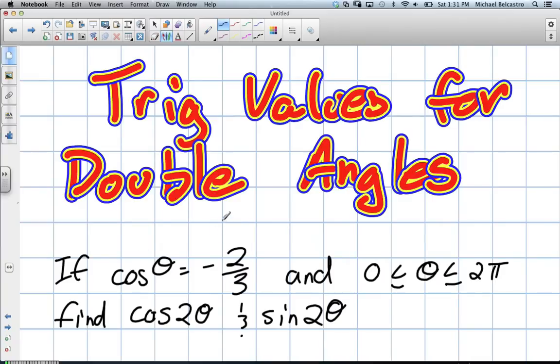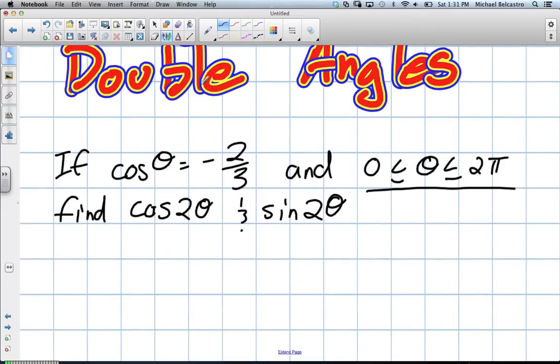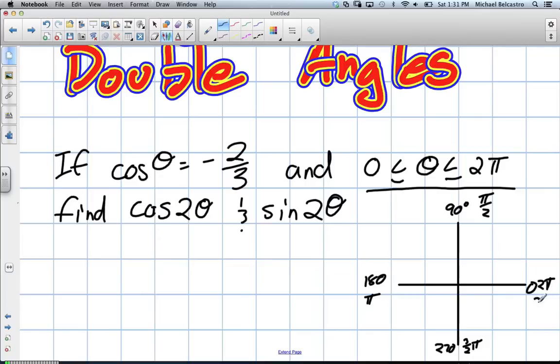If cos theta is equal to -2/3, and theta is within the range 0 to pi/2, find cos 2 theta and sine 2 theta, or double angles. I'm going to draw a quadrant here, just so we have an idea of what we're talking about. This is 0. This is either 90 degrees or pi/2. This is 180 or pi. This becomes 3/2 pi or 270. And this becomes 2 pi or 360 degrees.